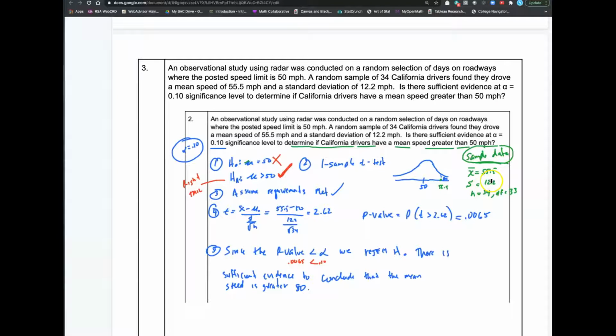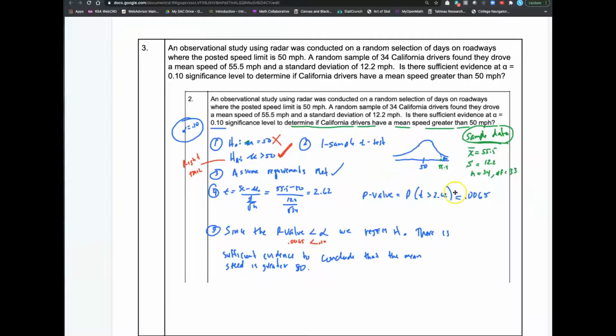And then here's your sample data. And notice in the test statistic, again, we're measuring how far the sample data is from the population parameter that was stated. That's the important process. Just really think about what we're doing when we're running these tests.